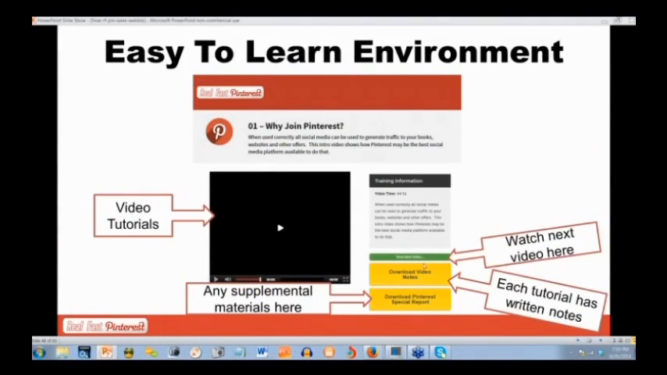And when it's time to go on to the next video, you can just click that next video button right there. So in other words, we've tried to make this clean and easy to navigate so that you could get the juice, get the essence, get the goodness out of this training very, very quickly.